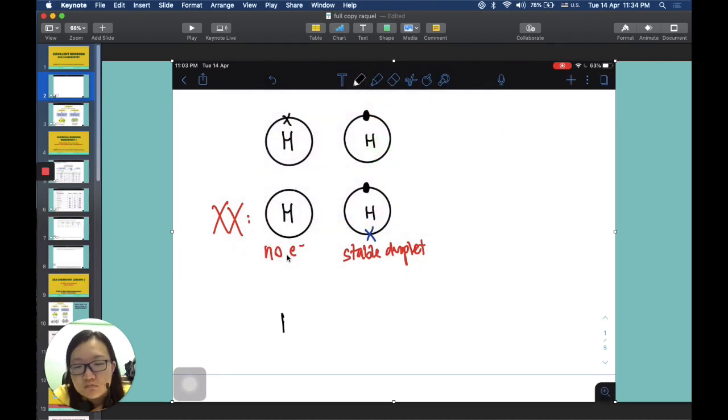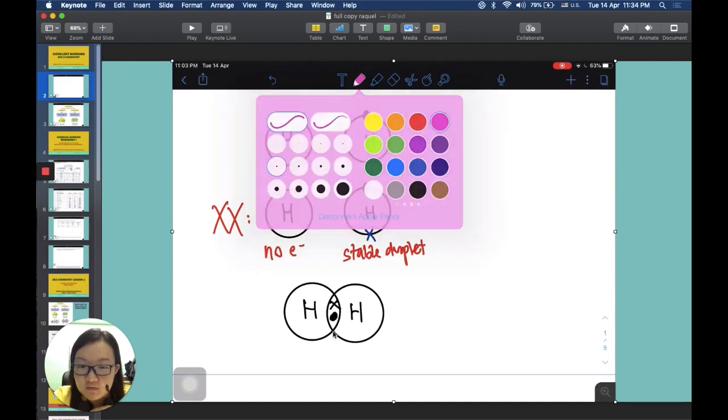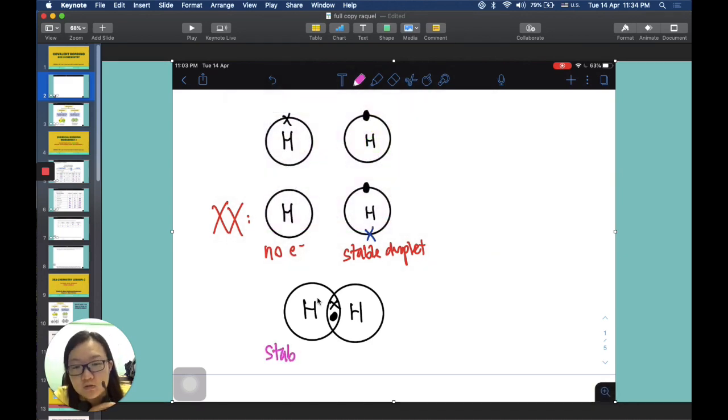Then you'll be wondering, if ionic bonding cannot, then how? That's where covalent bonding comes in. I'll cut straight to the point: they will share their electrons. I share you, you share me, so that we can double count whatever is being shared. Now if we look at the first hydrogen, it has achieved a stable duplet, because in its valence shell it has 2 electrons. Likewise, the other hydrogen also has 2 electrons. So both are stable. This is your covalent molecule, H2.